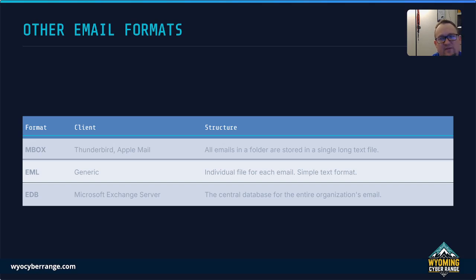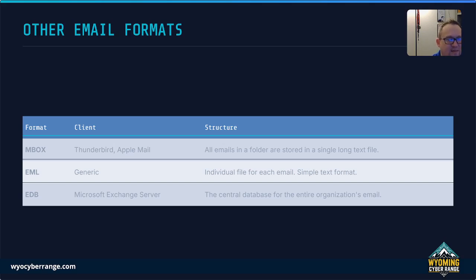Inbox is used by Thunderbird and Apple Mail. It structures data by storing all emails for a specific folder inside of a single long text file. Sounds horrible. The other formats are going to be EML. This is a very generic email format. It saves each individual email as a separate, simple text file.